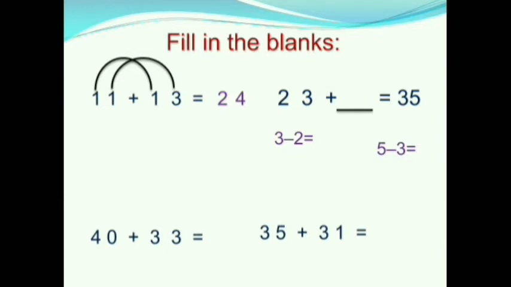Children, now we will find the missing number in the second question. Here addend and sum are given. We should find out the addendum. To find the addendum, we should subtract the addend from the sum. First we will subtract the units place digits. Which digits are there in the units place? They are 5 and 3. 5 minus 3 is equals to 2.